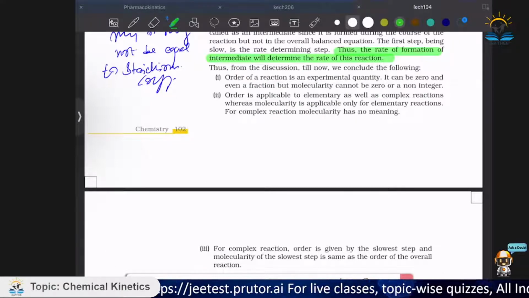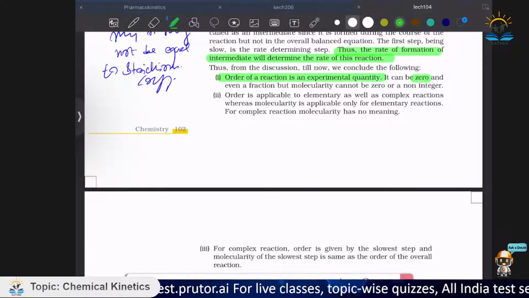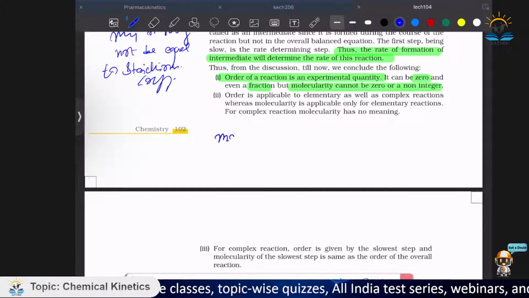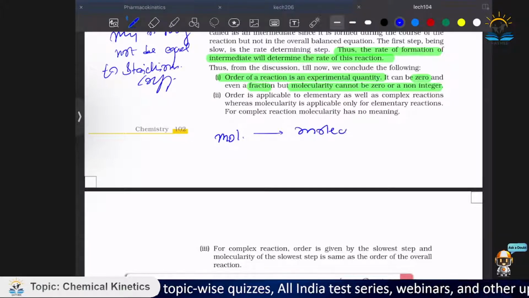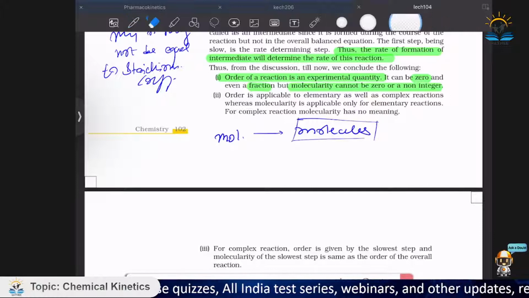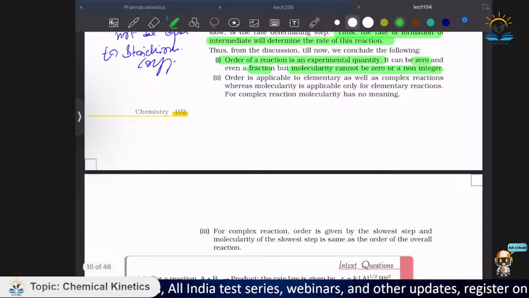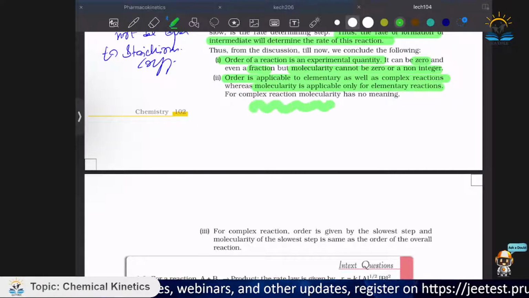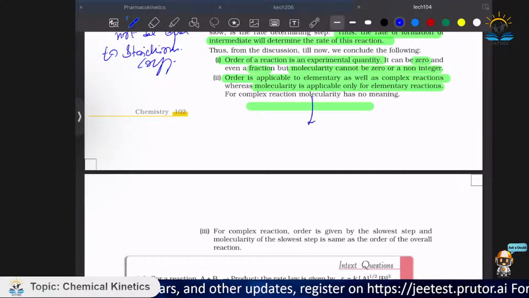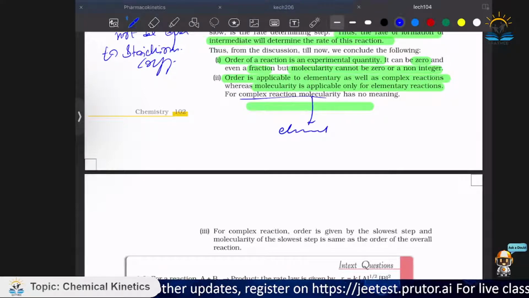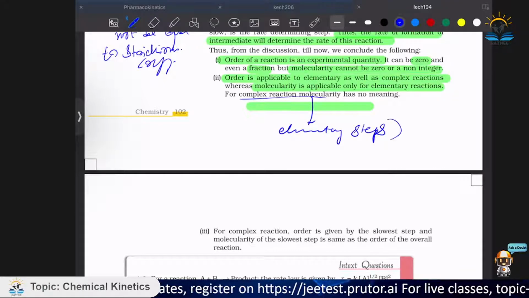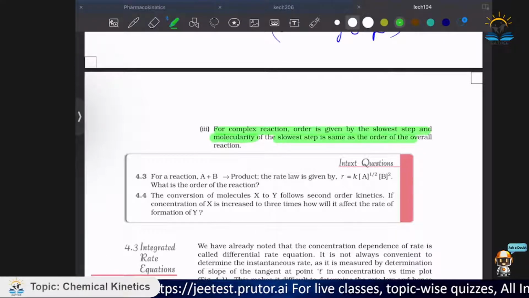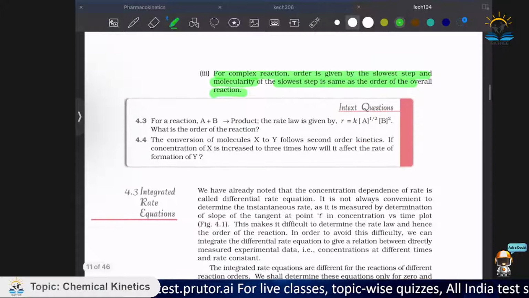They have also summarized it. Order of a reaction is experimental. It can be zero or a fraction. Molecularity cannot be zero or a fraction or non-integer, because molecularity is about molecules, and they cannot be zero or in fraction. Got it? Next point says order is applicable to elementary as well as complex reactions. Molecularity is only applicable for elementary reactions. For a complex reaction, molecularity has no meaning because a complex reaction occurs in elementary steps. For a complex reaction, order is given by the slowest step. Molecularity of the slowest step is the same as the order of the overall reaction. These points you can remember.